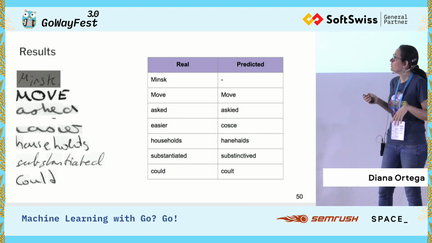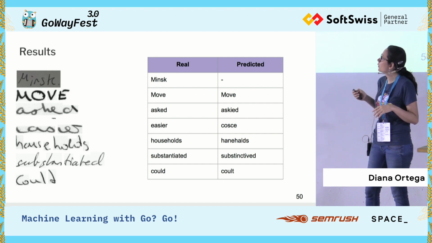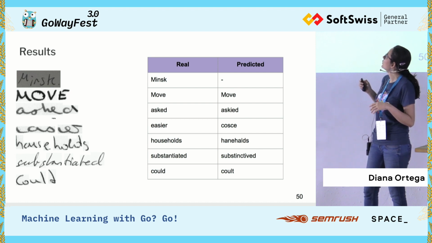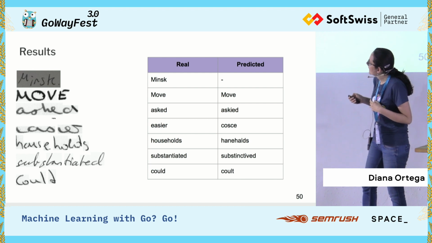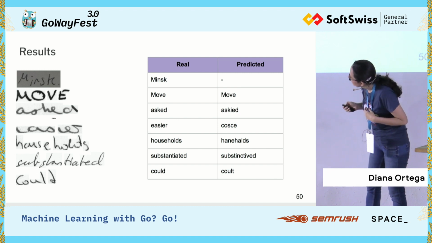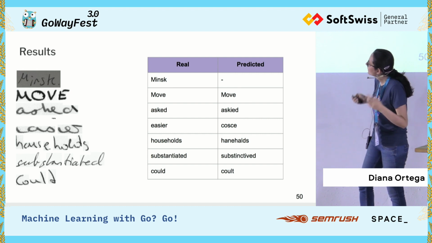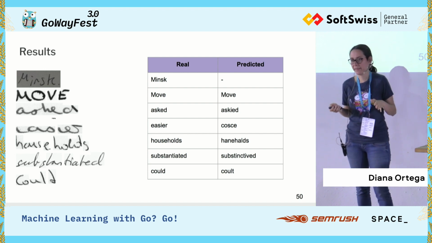And I'm showing you here some edge cases. For example, here it's supposed to be "asked", and it understood that, "execute". This is easier, "cost", "households", "handholds", "substantiate", yeah, and "cult". I don't know if you can do it better.